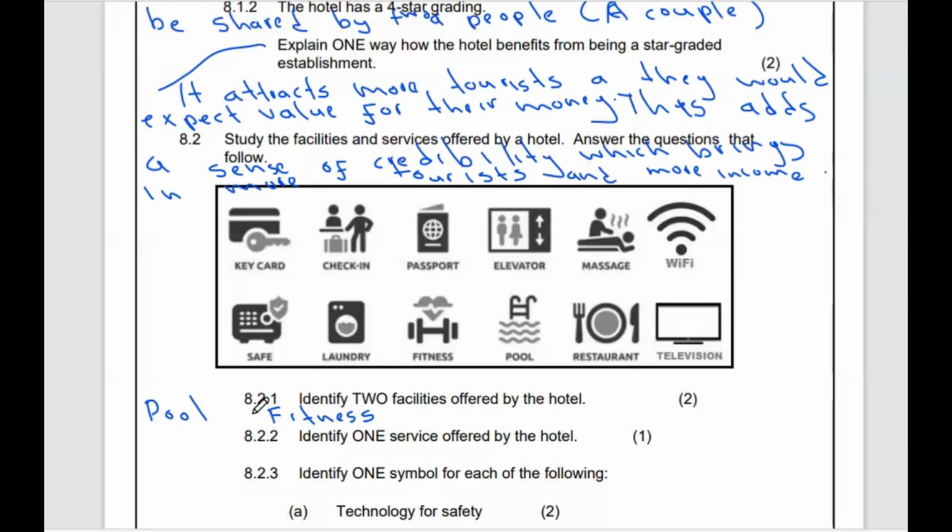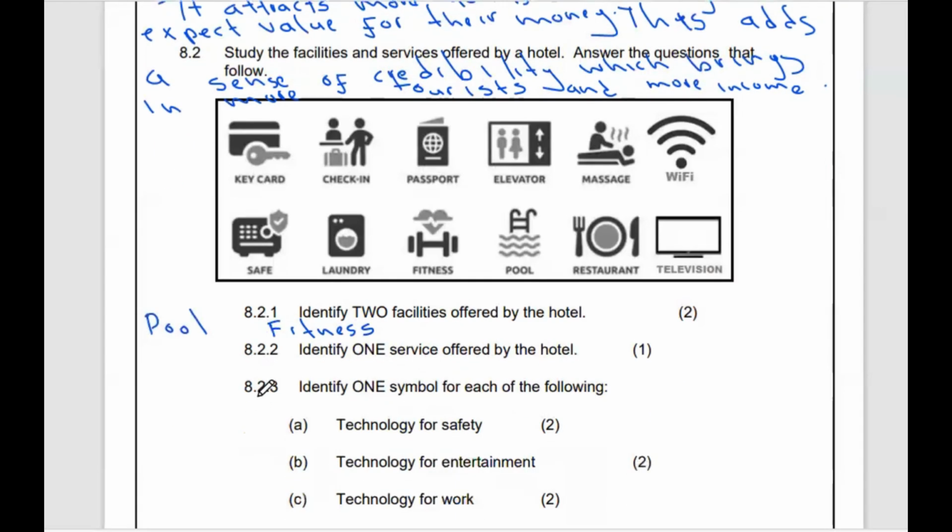Then in addition to that, 8.2.2, identify 1 service offered by the hotel. So in terms of service, we can identify the following services. The first is laundry services. They actually do laundry on behalf of the guests, which they might pay for, or it might be inclusive of their accommodation fees. So identify 1 service, that is laundry service.